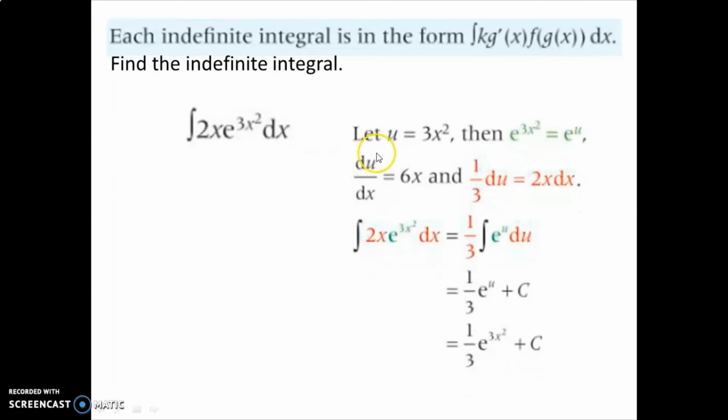Okay, let's check our work. In this case, we set u equal to that exponent, because the derivative of that, you can see here, is 6x. And 6x is close to what we see here. We see 2x. Okay, well, we have 6x, but we see 2x. So we need to turn this into 2x right here so we can make the substitution. To do that, you can divide this by 3 and then you'll have 2x. That means divide this by 3 also, which means multiply by 1/3 like this. So this turns into this.